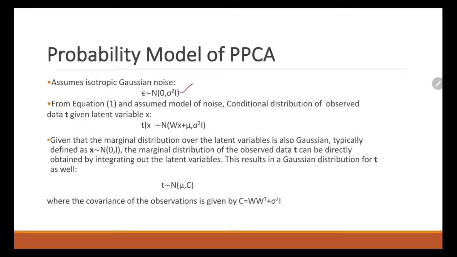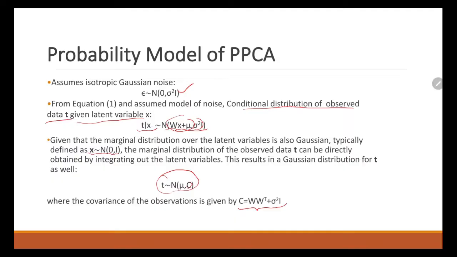We already assumed this noise as isotropic Gaussian noise, and if we apply some transformations and see the conditional distribution of observed data t given latent variable x, it is also a Gaussian with mean Wx plus mu and covariance matrix sigma square I. If we assume x as Gaussian, by some transformation techniques we see that t also follows a Gaussian distribution with mean mu and covariance C, where C is equal to W W transpose plus sigma square I.